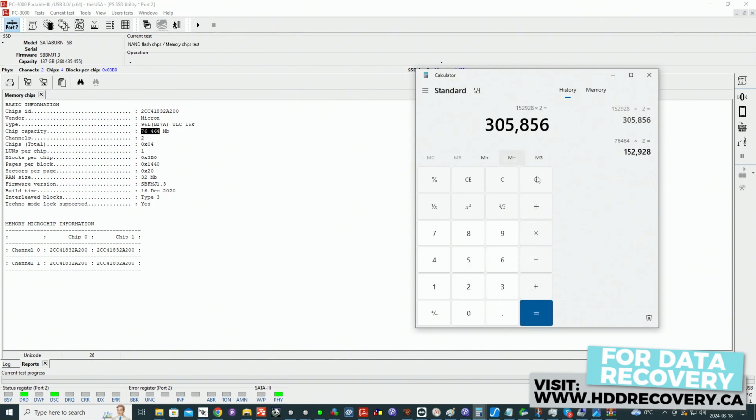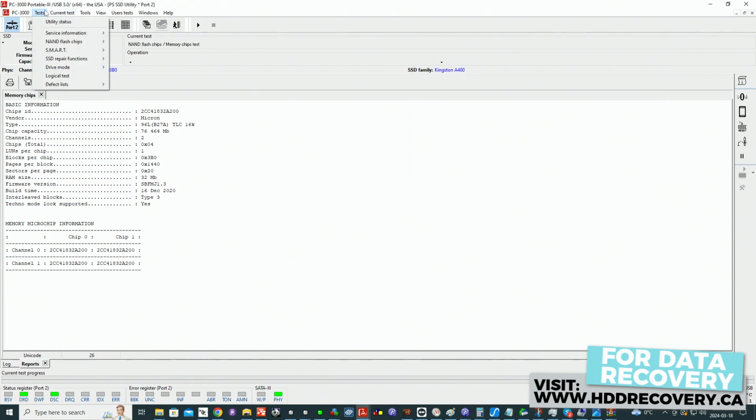This capacity times two is what the roughly capacity of our device should be, but because Kingston decided to set it up in such a way that it's slightly smaller, we have 240 gigs. Now, because both of the chips and both of the channels show up, it is pretty much safe to assume that our only way for recovery here would be through creating a translator. I would save to file.